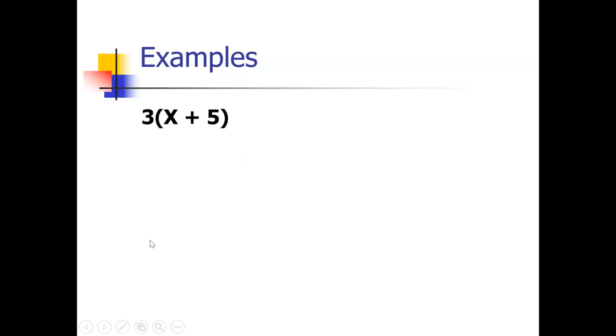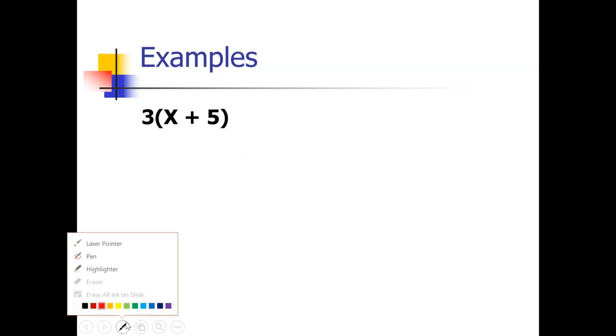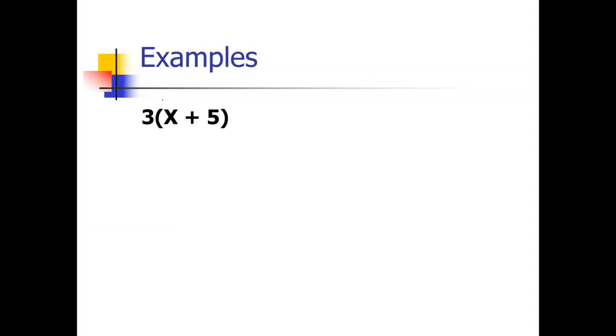Here's the first one. Let me get the pen here. So I have 3. I will multiply by x first. 3 times x will give me 3x. Then I'm going to multiply 3 times positive 5. That will give me positive 15. So the distributive property, if I use this, will give me 3x plus 15.